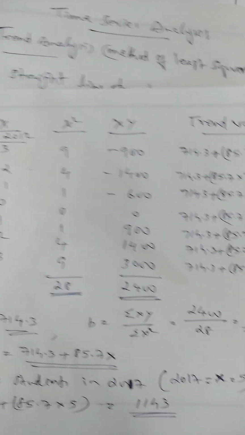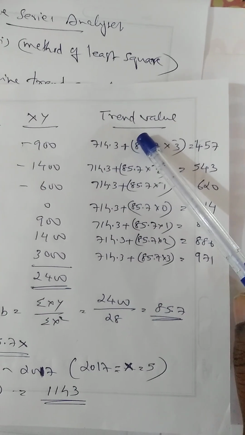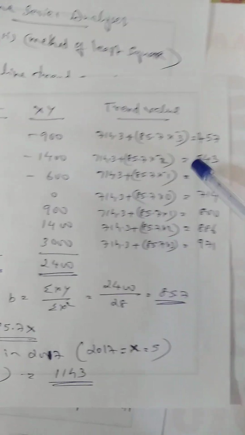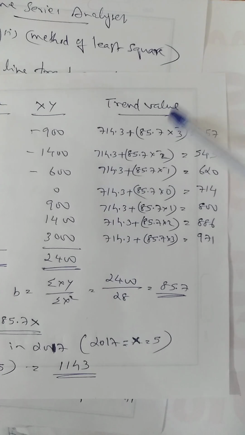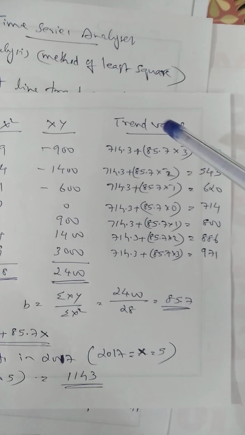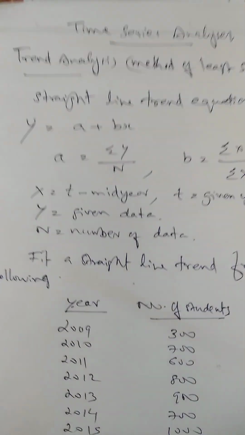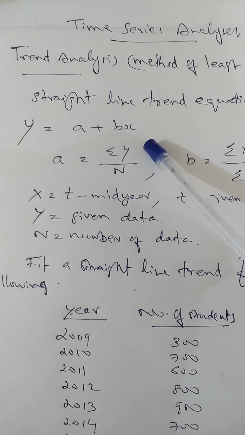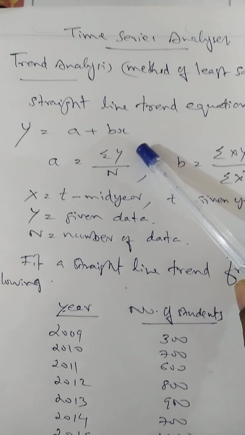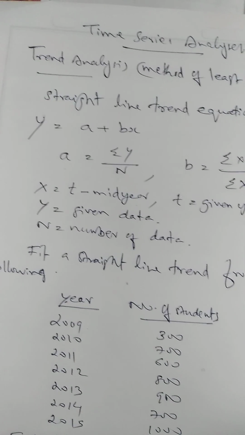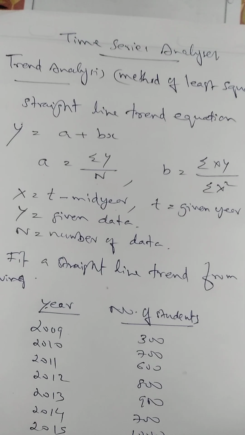Okay. And there should be one more column in the table, which is trend value. We have to calculate this trend value also. To get this trend value, at first we have to fit the straight line trend equation, which is y = a + bx. Okay. I will continue the further explanation in the next video.